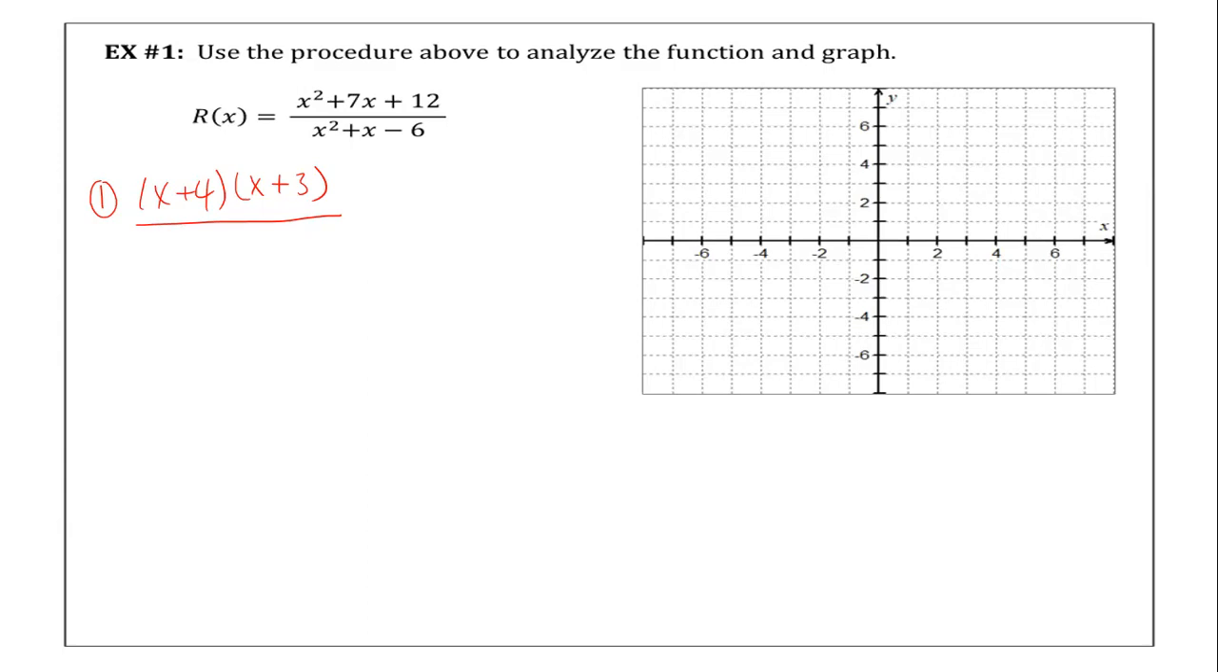Okay, here we go. x squared plus x minus 6. What does that break down to? -2 and +3. Okay. Questions about step 1?